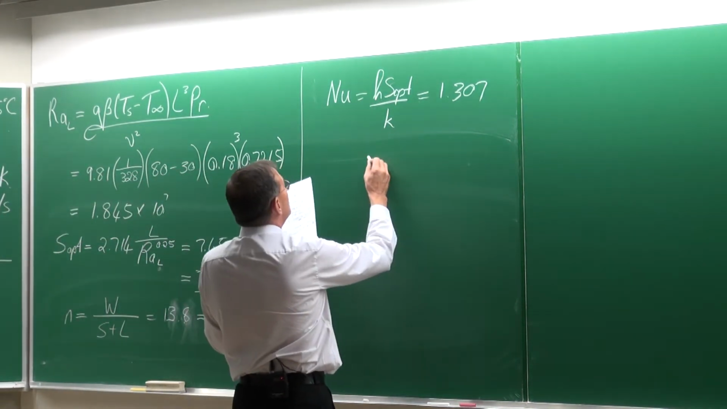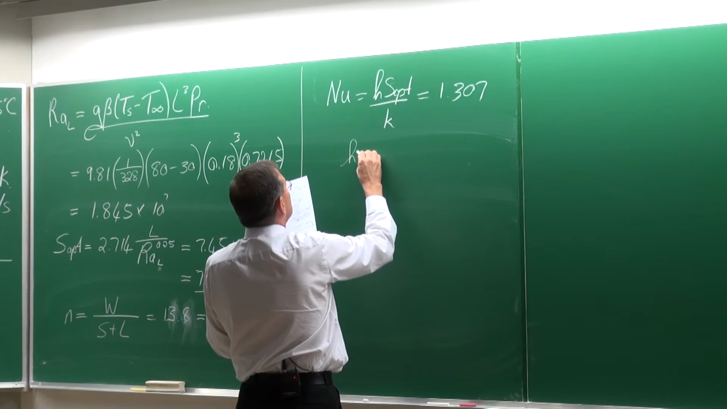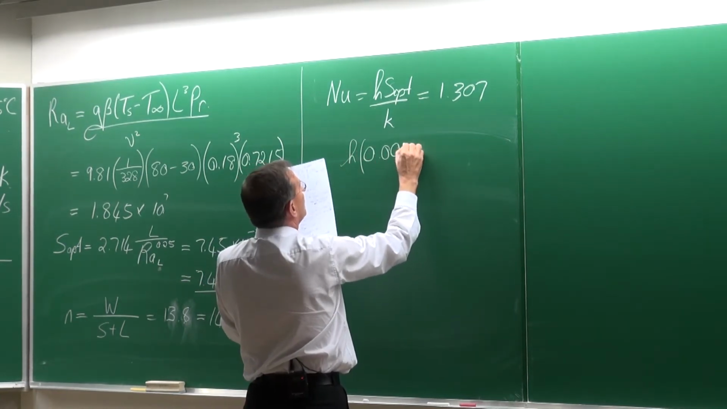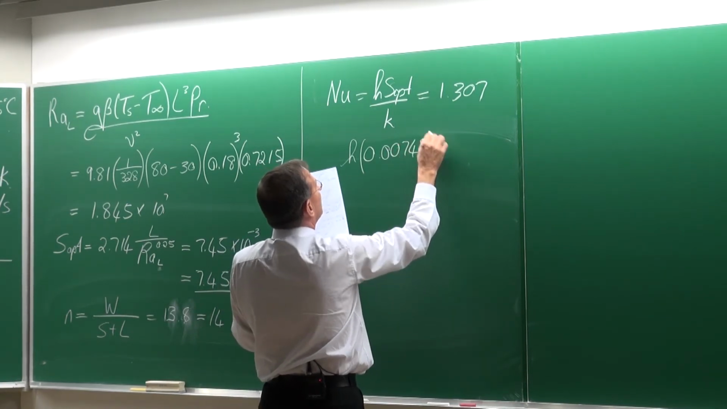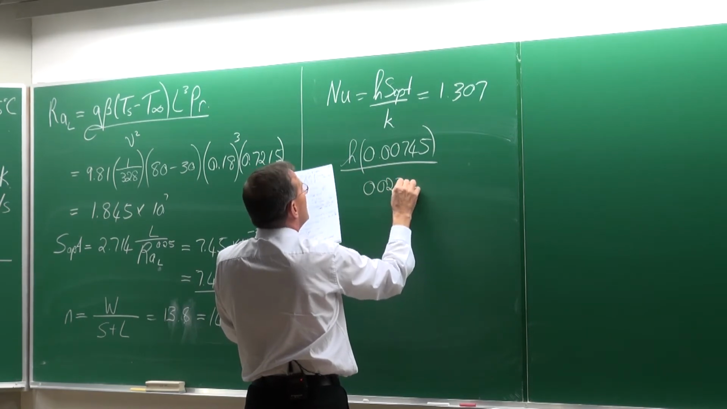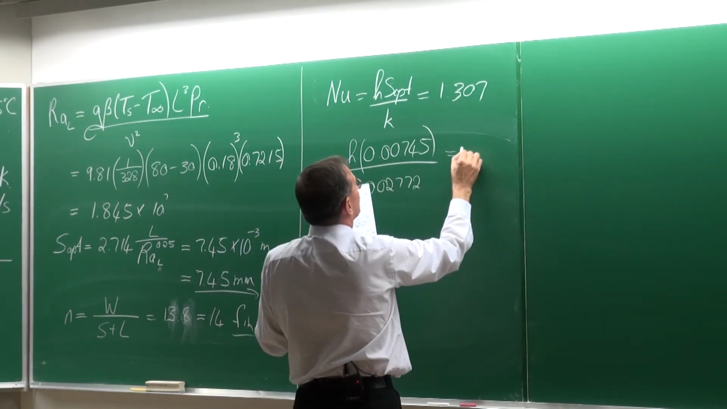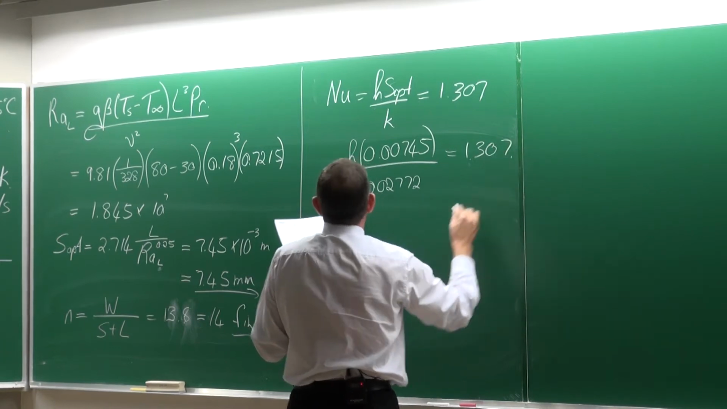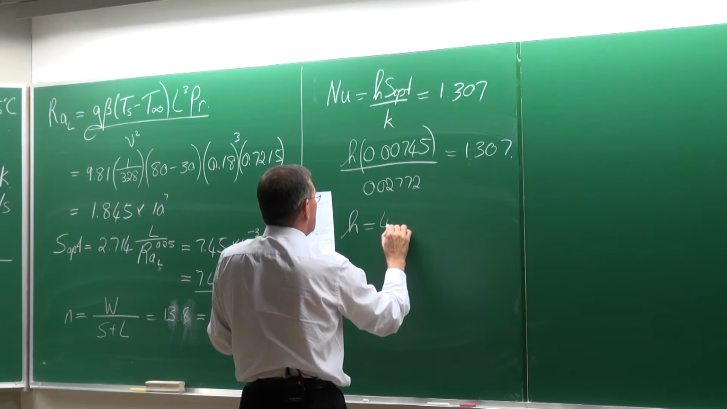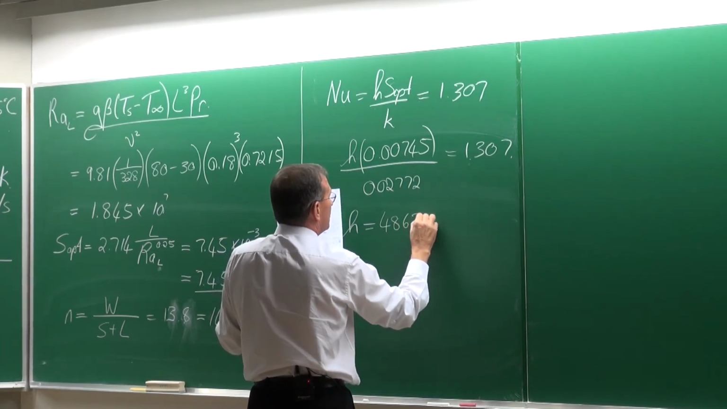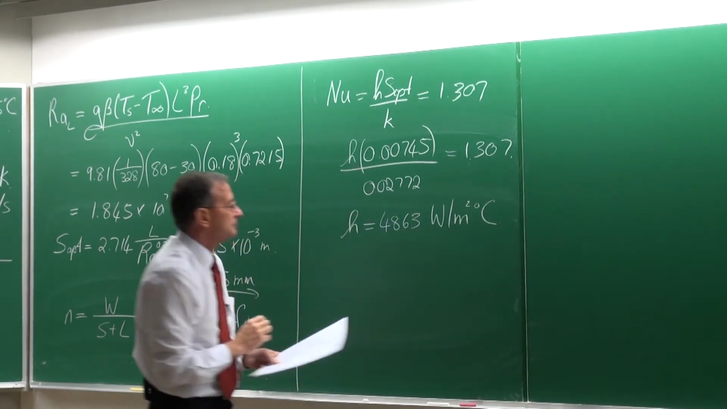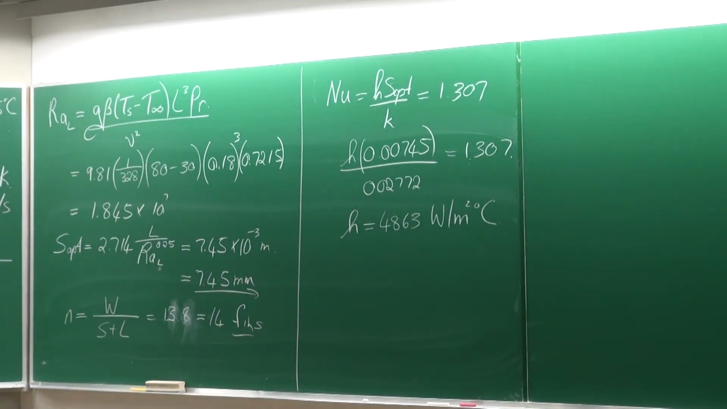So if we now do that, we can say this is equal to the heat transfer coefficient multiplied by the optimum spacing, 0.00745, divided by K, which is equal to 0.02772, is equal to 1.307, and the result is a heat transfer coefficient of 4.863 watts per square meter degree Celsius. Okay.